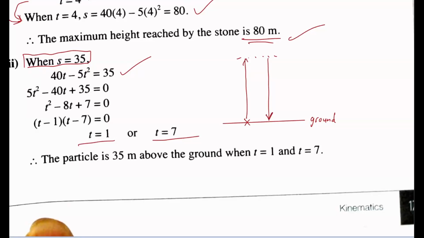Stone cannot bounce. No, it's more like this. Here is 35. On its way up and then on its way down. Yes, exactly. So over here and over there. This is T equals 1, T equals to 7. So it took around 6 seconds for it to go up and back down to 35 meters. Make sense? Okay, very good. The particle is 35 meters above the ground when T equals to 1 and T equals 7. When going up. This one is when you're going down. Okay?